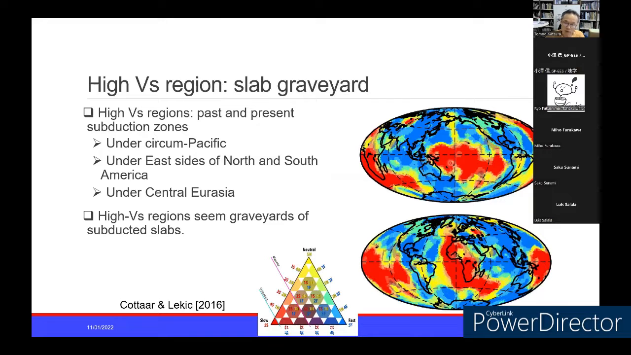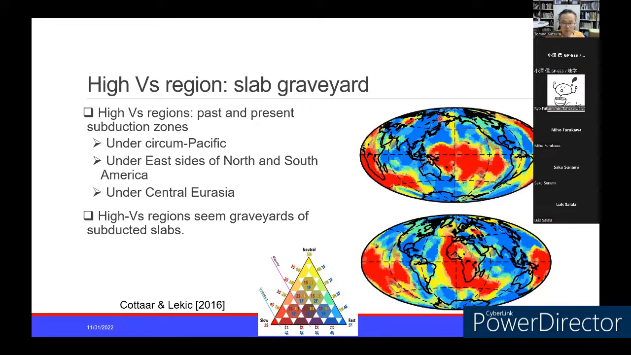Let us focus on the high velocity part. This blue part is also a vote map of several tomographic studies. And the blue part indicates the high velocity part voted by many tomographic studies. The blue parts are located under circum-Pacific regions and also Central Asia.